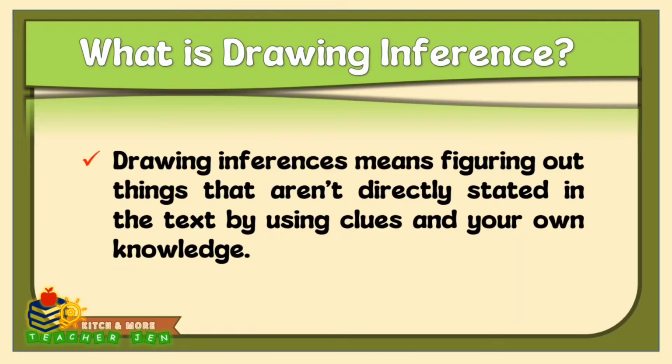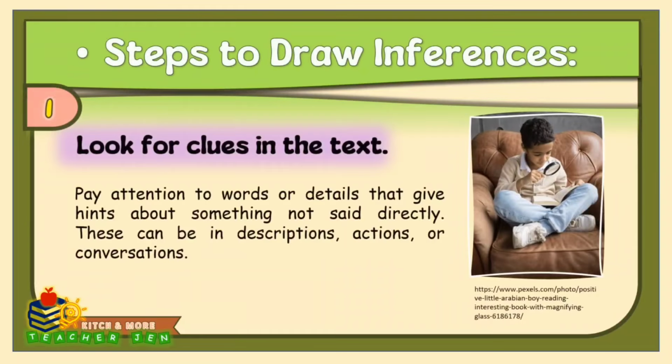Now that we know the definition of drawing inference, let's now tackle the steps to drawing inferences. How can we draw an inference? Here are the steps that we need to follow. First, look for clues in the text. Pay attention to words or details that give hints about something not said directly. This can be in descriptions, actions, or conversations.